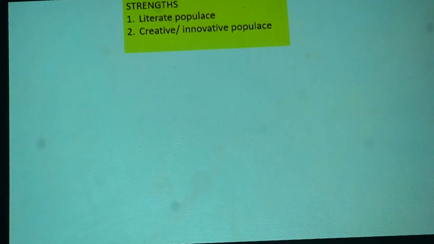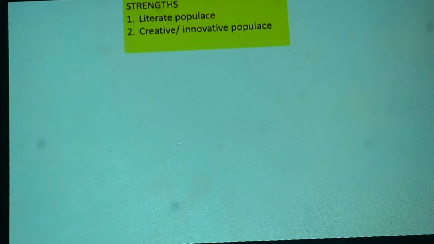I want to do a SWOT analysis in relation to COVID. One of the strengths that we have in Kenya, as elsewhere, is a literate populace. People are literate. They can therefore read and write, and they can understand the policies, rules, and guides. That's a strength. And we also have a creative and innovative populace. We've had a number of innovations, even from primary school kids. There's that kid who came up with a hands-free washing gadget.